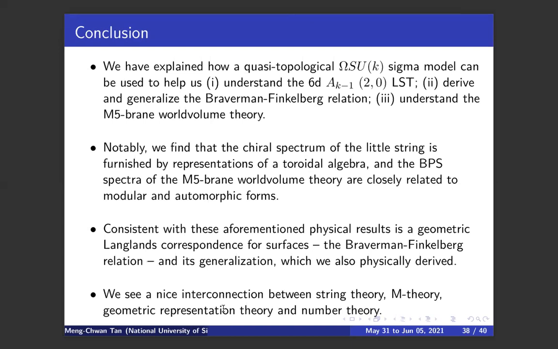Consistent with these aforementioned physical results is the geometric Langlands correspondence for surfaces, which we have derived physically. The Braverman-Finkelberg relation, and we also got a stringy generalization of that result, which relates the Čech cohomology of CDRs on the space of instantons with representations or modules of toroidal algebra. So we see a nice interconnection between string theory, M theory, geometric representation theory in the sense of Braverman-Finkelberg and geometric Langlands, and also number theory in terms of these forms that we have obtained.